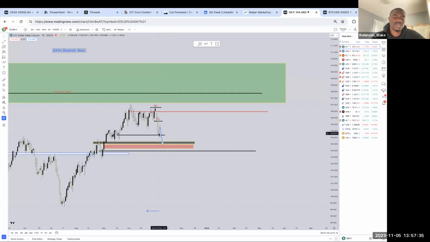The question is, are we just going to turn around right here where we're at, or are we going to trade a little bit lower, grab sell side here, sell side in the volume imbalance, and then go higher? So that's all we're looking for.